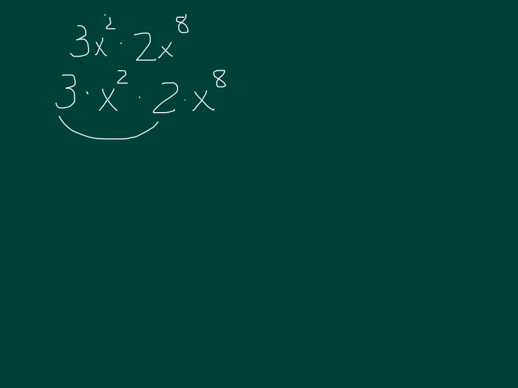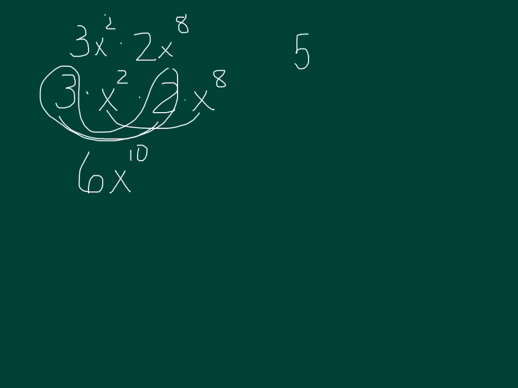Well, I'm going to multiply those two together. 3 times 2 is 6. x, 2 and 8. Well, 2 plus 8 is 10. So I'm still going to do the same rules to put the x's together, and I'm going to follow the same rules for multiplication that I would have done had I just done 2 times 3.